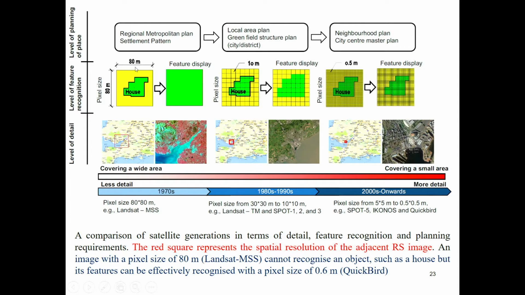Yeah, to detect the house, and you get a pixel size of 80 by 80, let's say. When you see it from the satellite image, they will show you features display like this, only clean. They cannot detect that this is a house because the pixel size is bigger than the house. That's why they analyze only one color, like this one, only clean color.